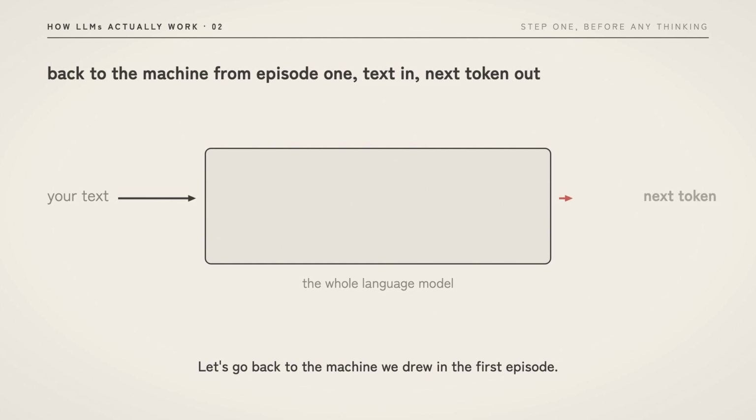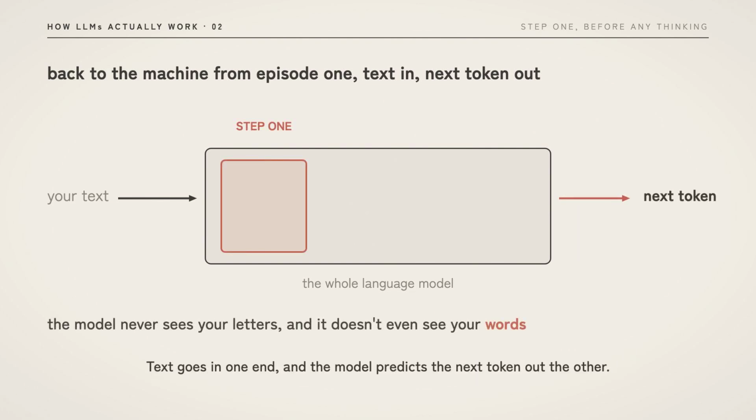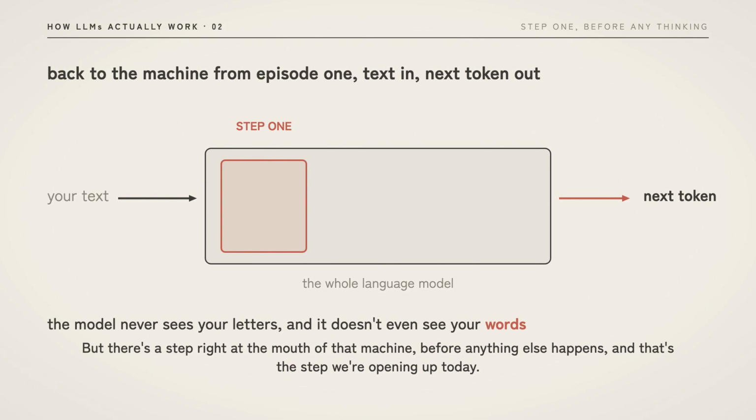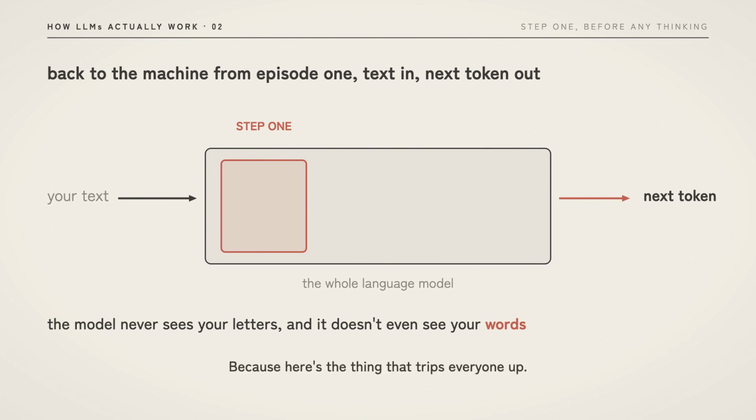Let's go back to the machine we drew in the first episode. Text goes in one end, and the model predicts the next token out the other. But there's a step right at the mouth of that machine before anything else happens, and that's the step we are opening up today. Because here is the thing that trips everyone up.